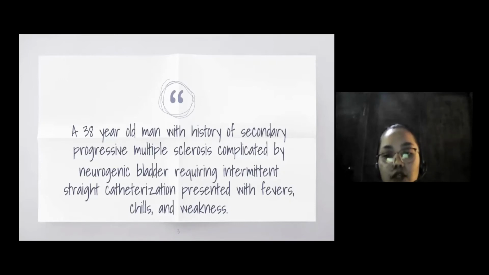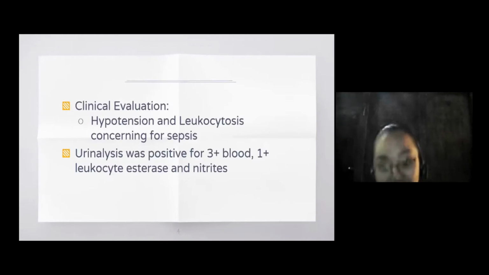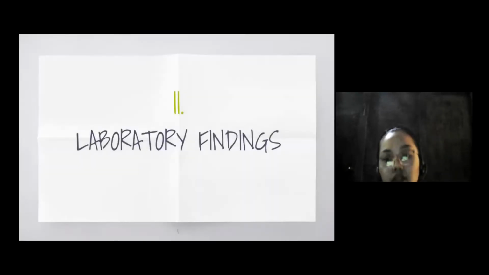His urinalysis was positive for 3 plus blood, 1 plus leukocyte esterase, and nitrites. Urine was sent to the laboratory for culture and grew bacteria with the below gram stain and colony morphology. The colony morphology will be tackled in the laboratory findings. Next.